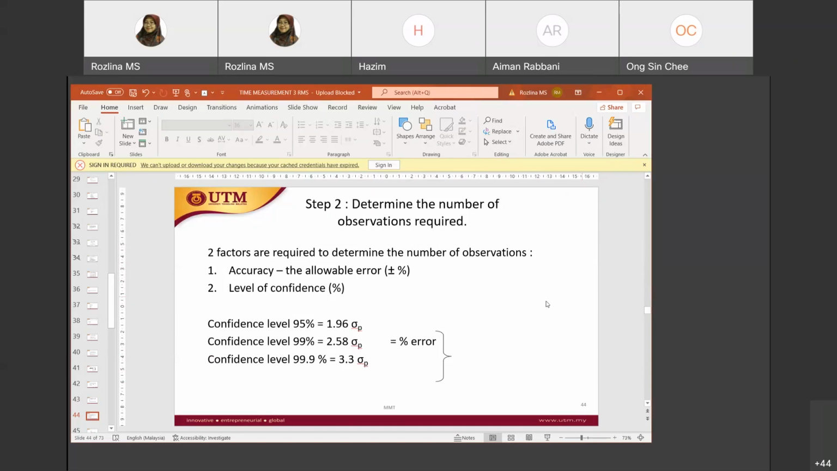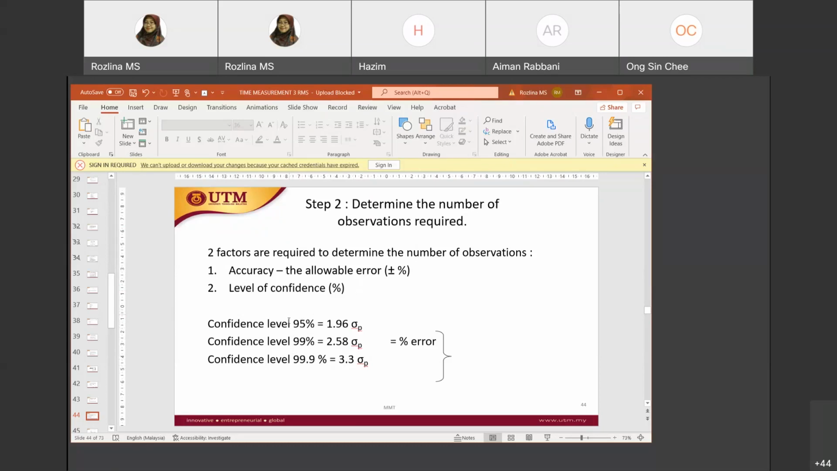Okay, so until step 2, determine the number of observations required. Two factors are required to determine the number of observations. First, you have to know what the accuracy is. Maybe it is like I mentioned just now, 5% or 10%. And for the second, you have to determine what level of confidence. Is it 95%, 99% or 99.9%? This one is very accurate.